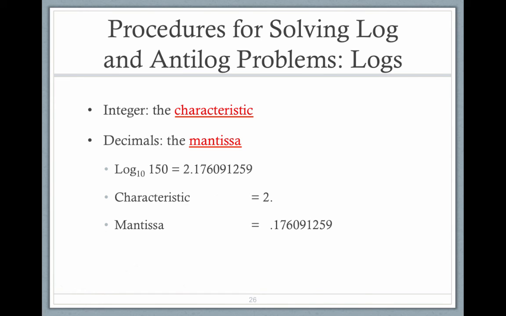The integer is called the characteristic. The decimal value is called the mantissa.